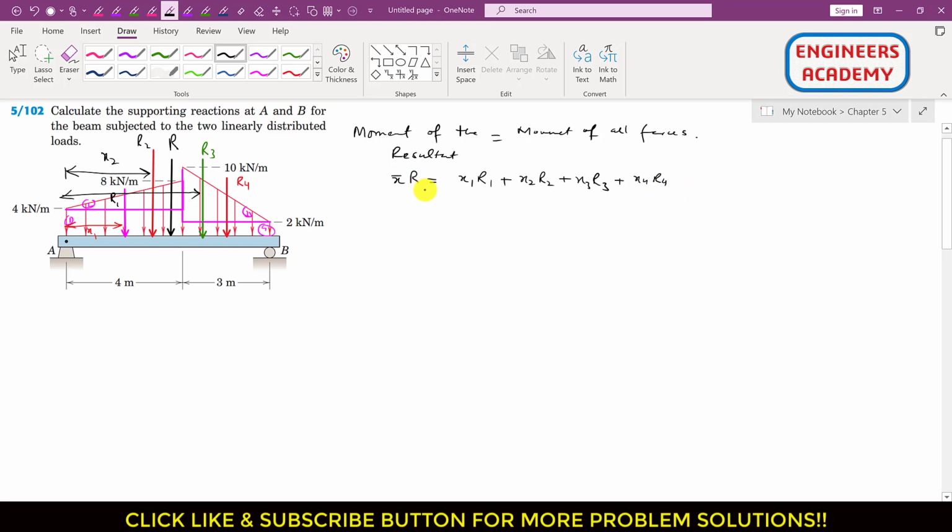Since R is the resultant of all these, we can say that x bar will be equal to the summation of all the moments divided by the resultant, and the resultant is equal to R1 plus R2 plus R3 plus R4. This means that if we want to represent this whole distributed load by a single resultant point load, then we can apply this formula. This x bar will give us the position of that overall resultant of all these distributed loads from point A. So we can find this x bar by applying this formula, and R is equal to this.